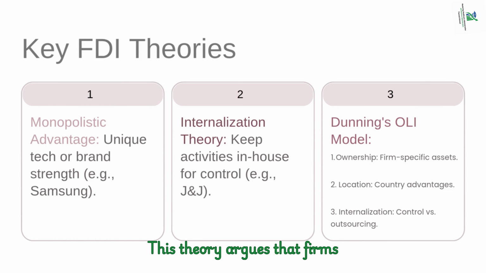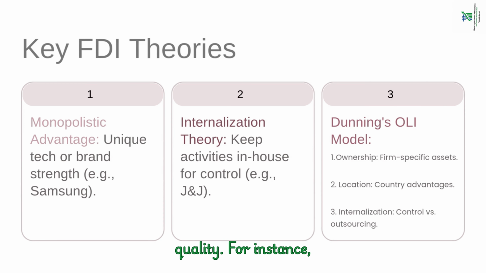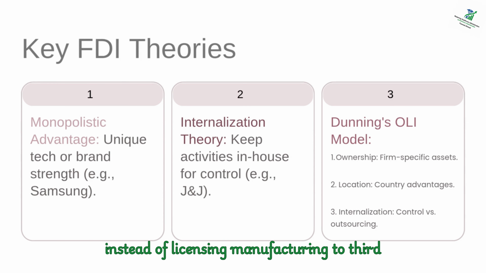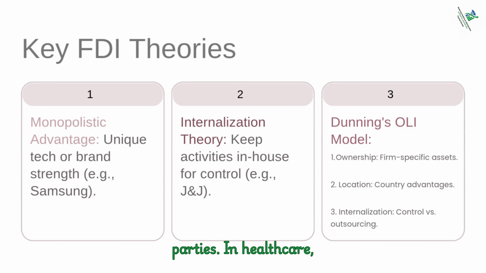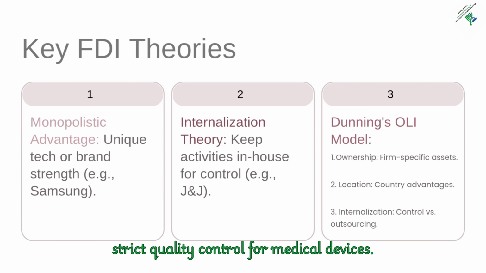Internalization theory. This theory argues that firms internalize key value chain activities, like production or distribution, rather than outsource them, to safeguard proprietary knowledge and ensure quality. For instance, Procter & Gamble often sets up its own subsidiaries instead of licensing manufacturing to third parties. In healthcare, Johnson & Johnson does the same to maintain strict quality control for medical devices.